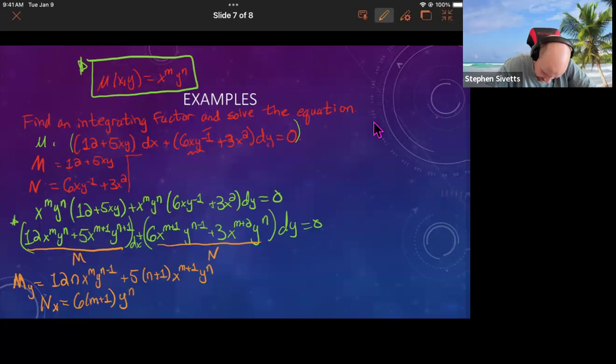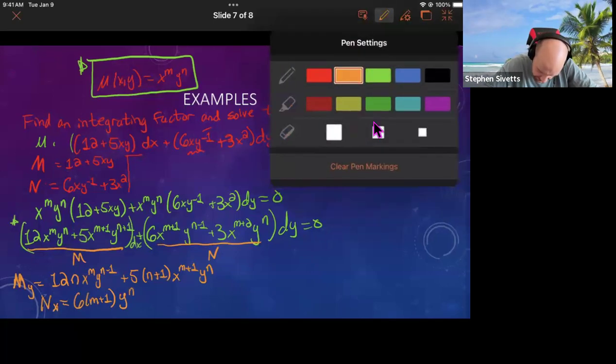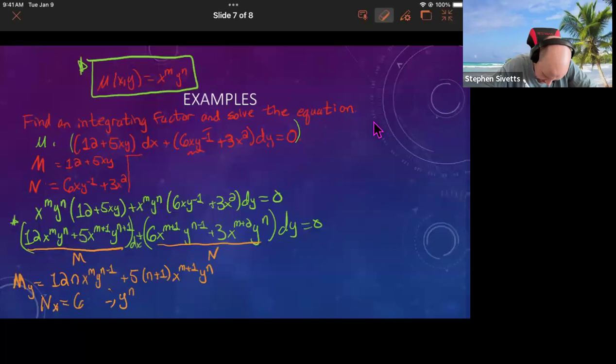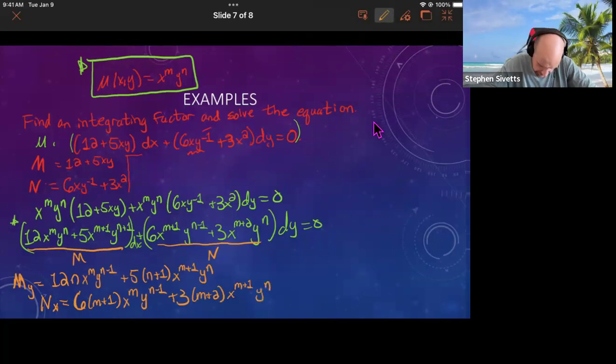I'm sorry, that's not right. So that's 6 times (n plus 1) times x^m y^(n-1) plus 3 times (m plus 2) x^(m+1) y^n.